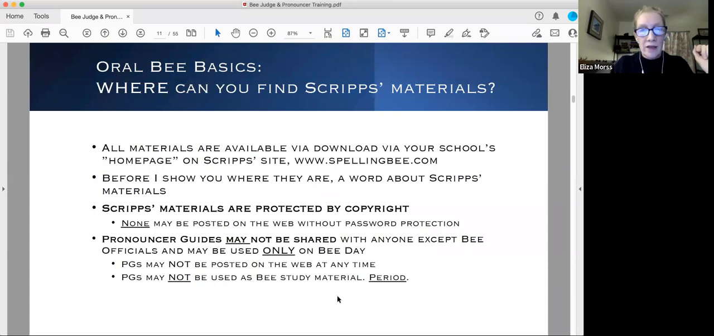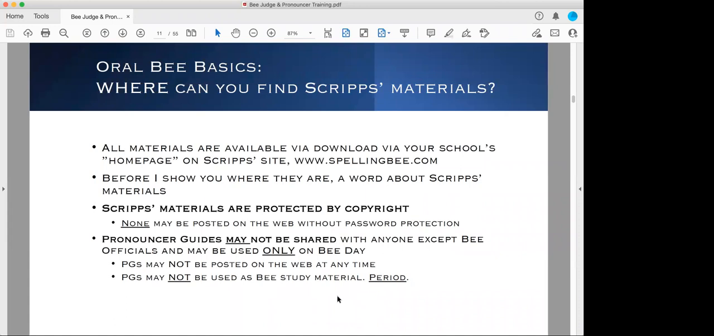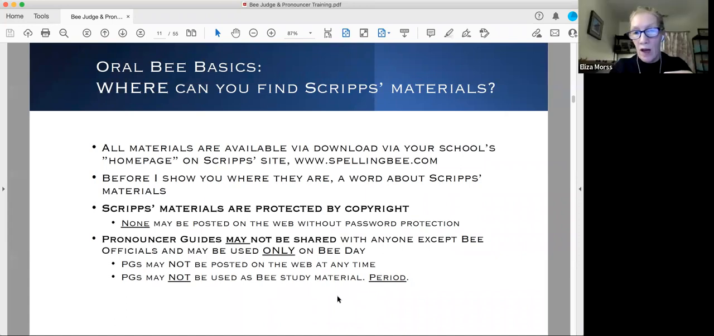So where do you find this stuff? As I said, all of these materials are available from your homepage on Scripps' site, spellingbee.com. Key point, before I show you where they are, if you haven't taken a look at the site yet via your homepage, all these materials are protected by copyright. You can't post a single thing on the web without password protection. And Scripps goes bananas, and they're constantly searching to see if their stuff is out there, easily available, easily Googleable.